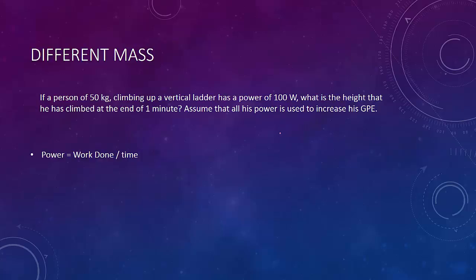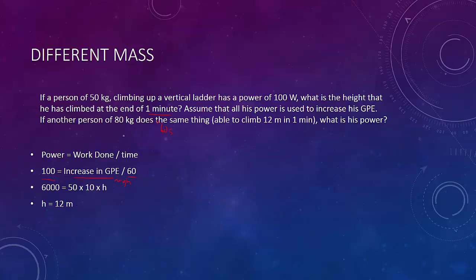So power equals work done divided by time. And the work done is used to increase the gravitational potential energy, and his power was 100. And time in this case is 60 because we use seconds as the reference. Okay, so 1 minute is equivalent to 60 seconds. Bring it over, so you get 6000 equals mgh. And in this case, h is equal to 12 meters. So we can say that at the end of 1 minute, he has climbed 12 meters because his power is 100.